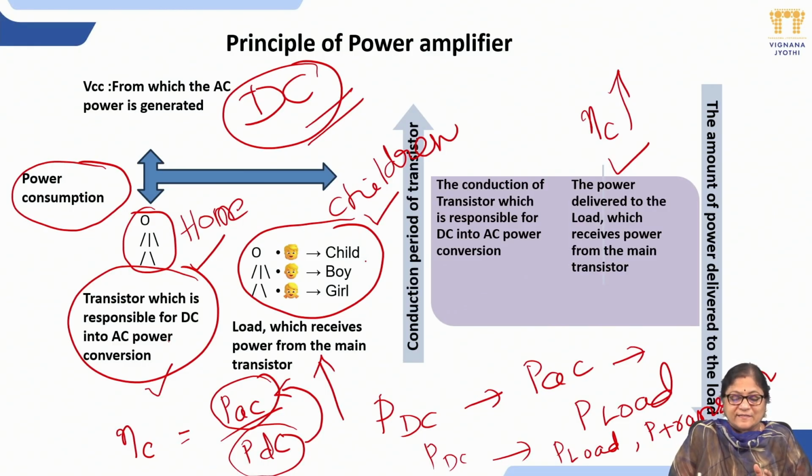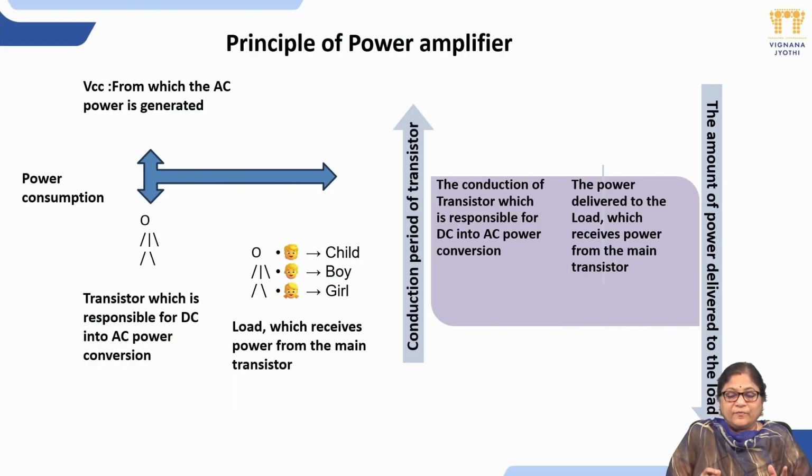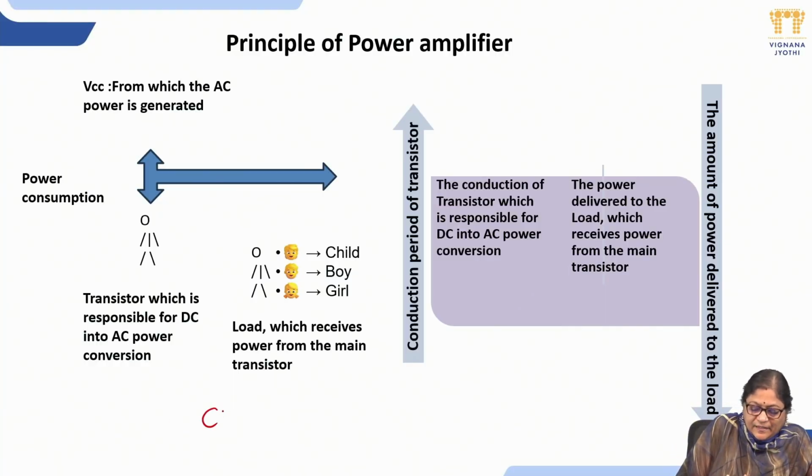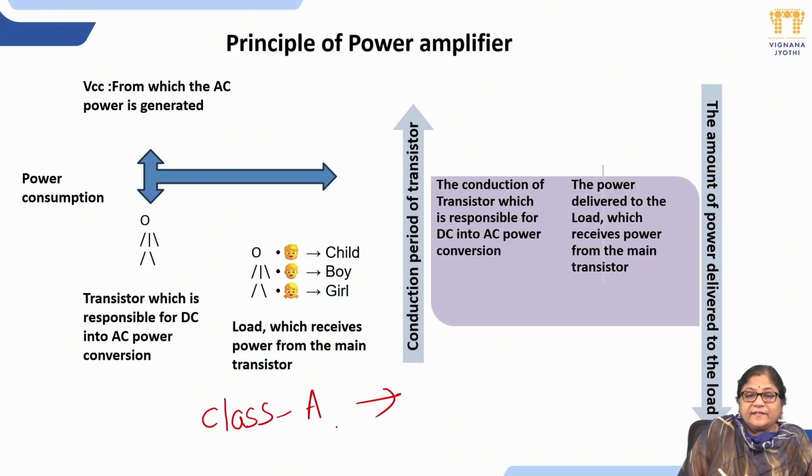For the remaining transistors, this scenario is altered such that the power consumed by the transistor is kept less by keeping its conduction period less, and the leftover energy will be transferred to the load. That's why the efficiency is going to be increased, going from Class A to Class B. So first, if I take Class A, the transistor will be conducting all the time.